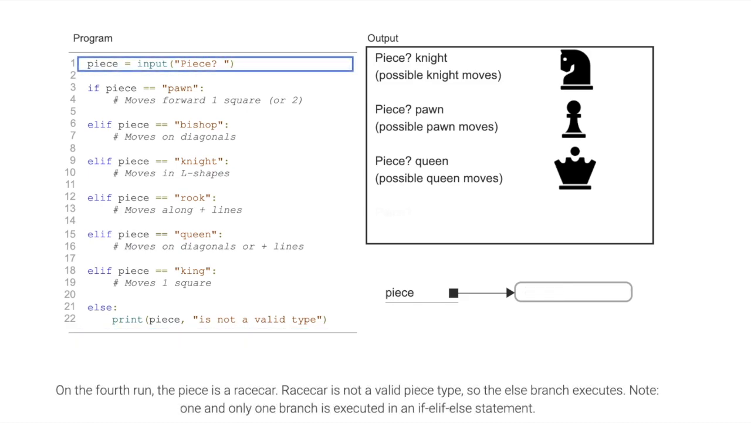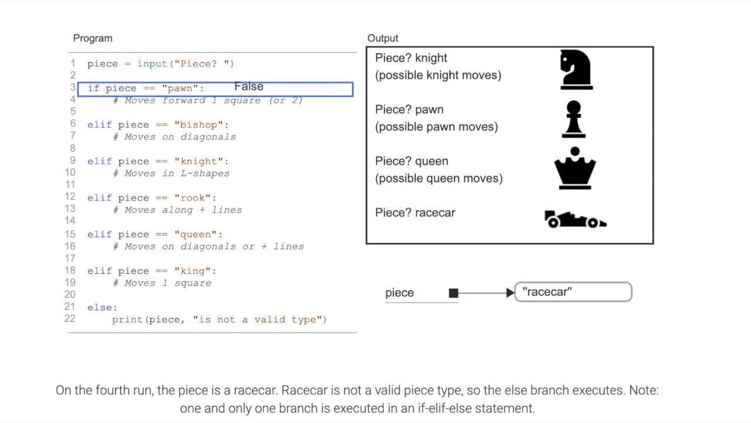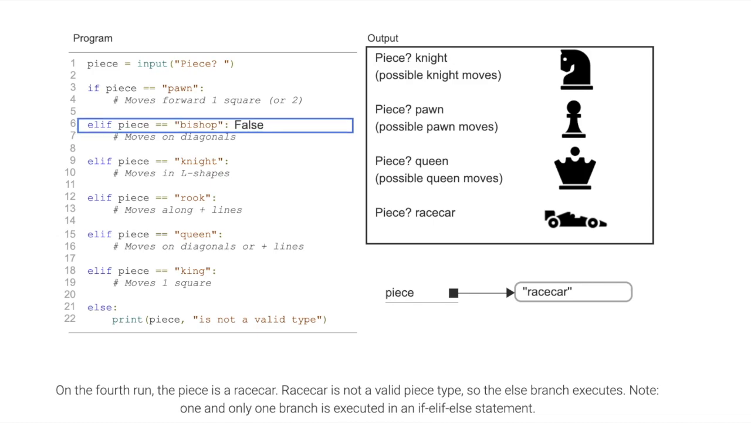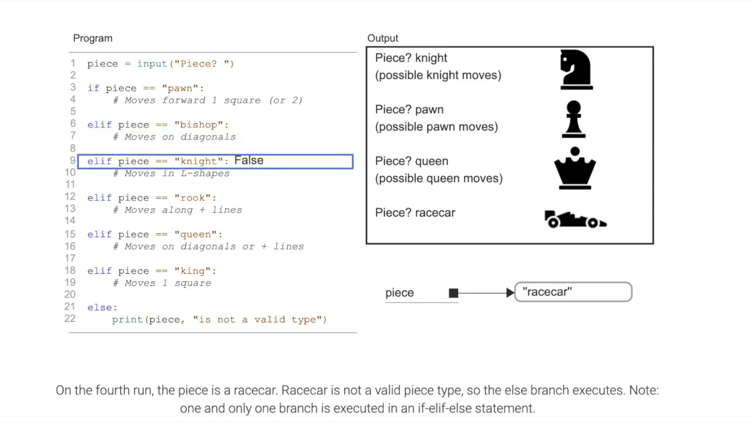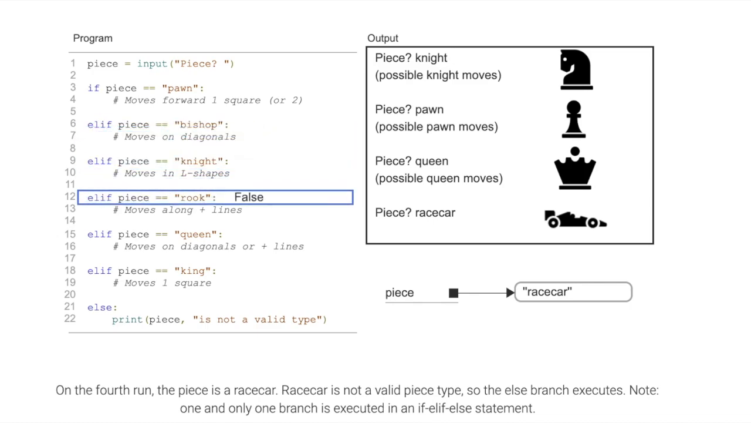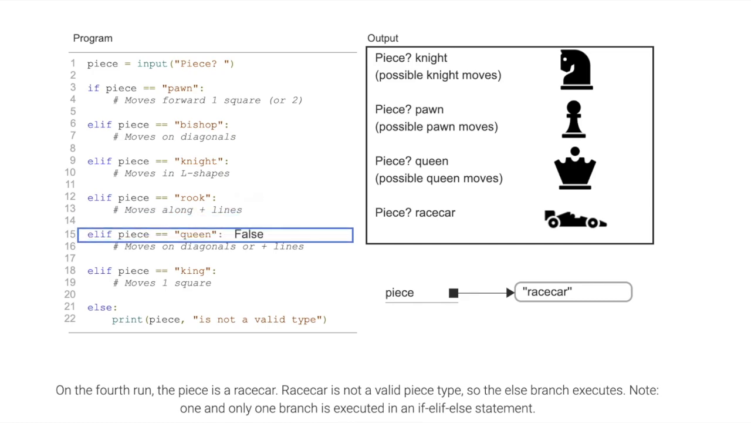On the fourth run, the piece is a race car. Race car is not a valid piece type, so the else branch executes. Note, one and only one branch is executed in an if-elif-else statement.